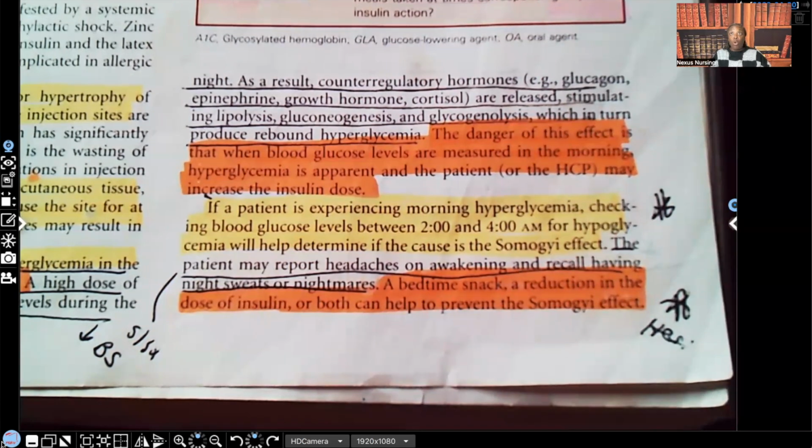Now the body's like, whoa, what's going on? Blood sugar is too low. We have to help the body. What are we going to do? We're going to start shooting out some glucagon, some epinephrine, some cortisol, some growth hormone to make the blood sugar go back up. But then the nurse checks the patient's blood sugar in the morning and says, wow, this patient's sugar is high. Let me give them more insulin. But the insulin that we gave them at nighttime is what caused this whole thing because it was too high. Do you see how that's a problem?